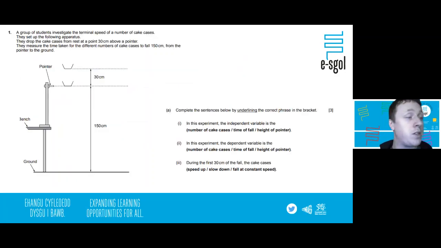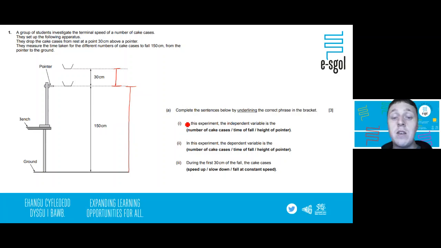So here we go. Question 1 involves a number of cupcake cases being dropped from a height. However, the distance over which you measure the time it takes to fall is not the same as the distance from which you drop it, which is hopefully clear in the diagram. The cupcake cases are dropped 30 centimeters above the measured drop distance of 150 centimeters.